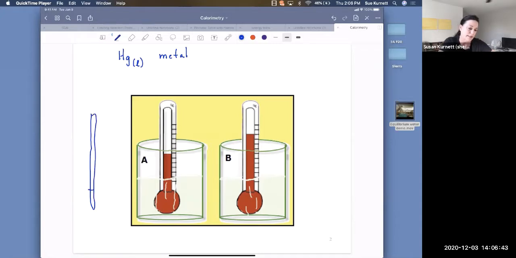And as the liquid gets warmer, the density gets less, it expands, it takes a larger volume. And it can move up and down depending on temperature.